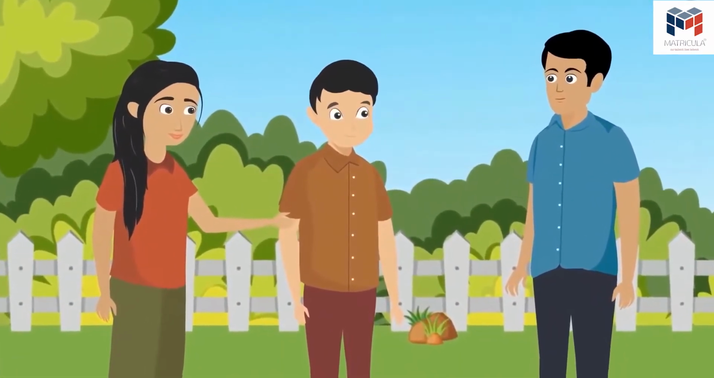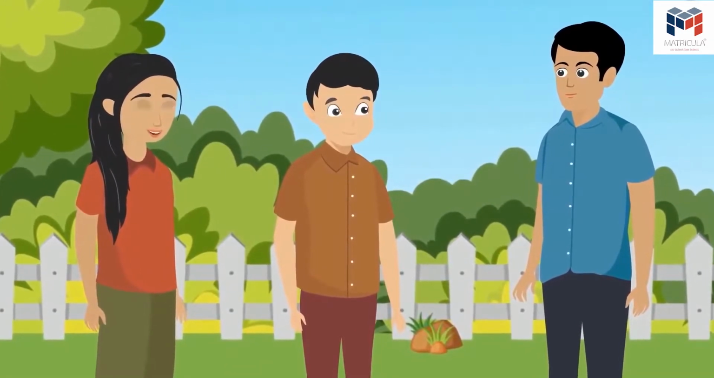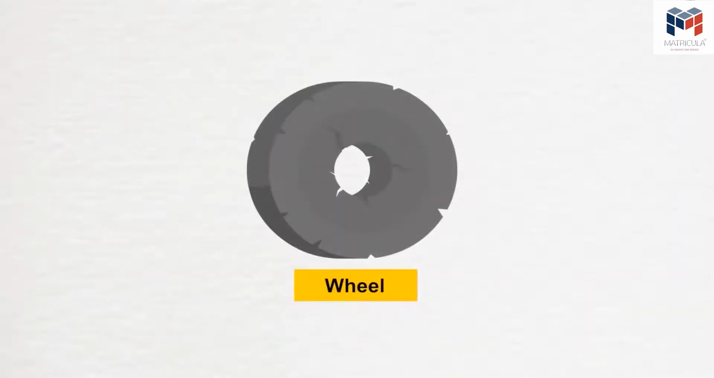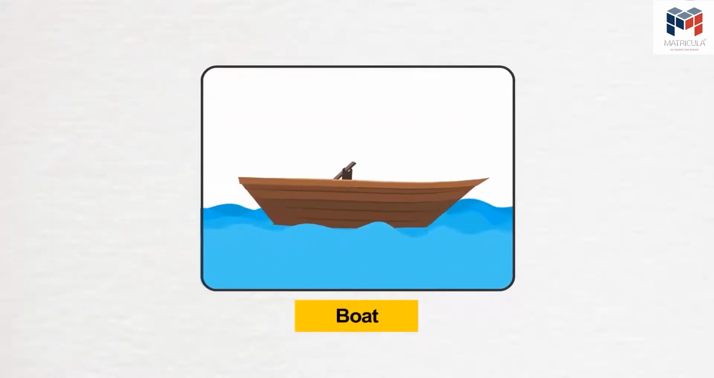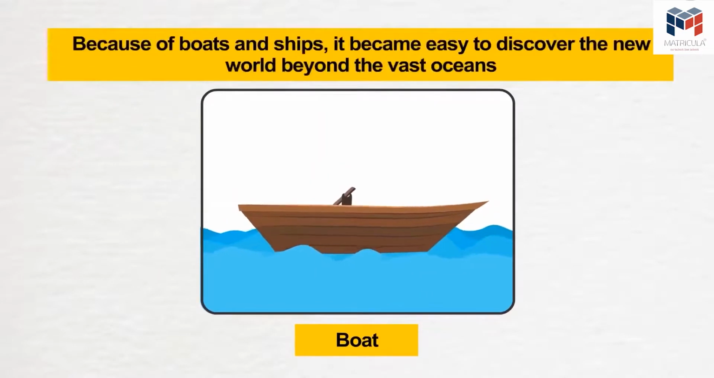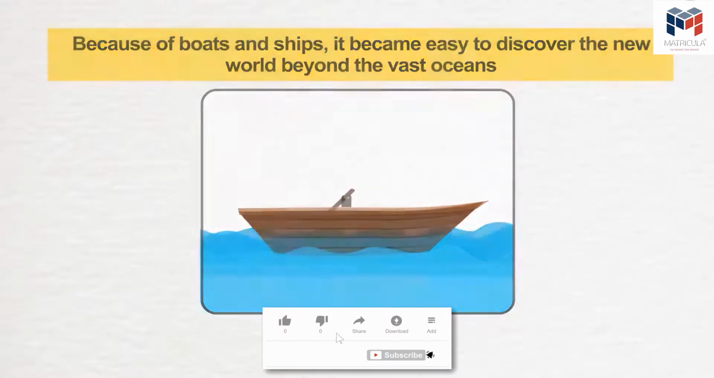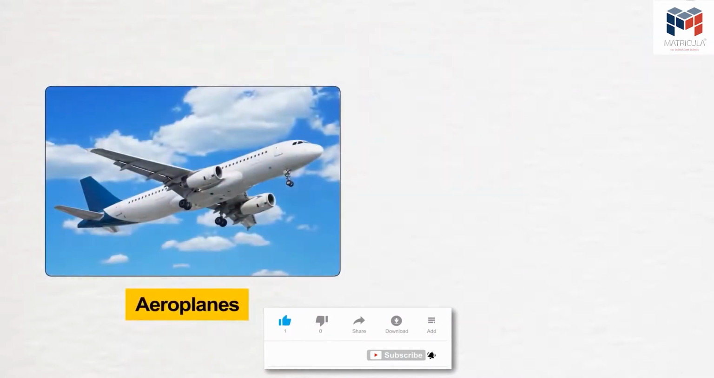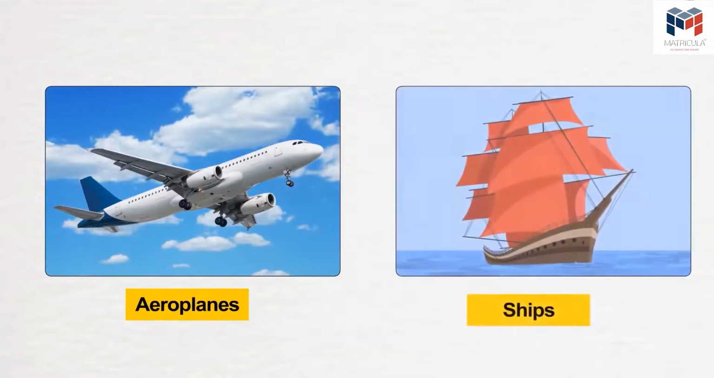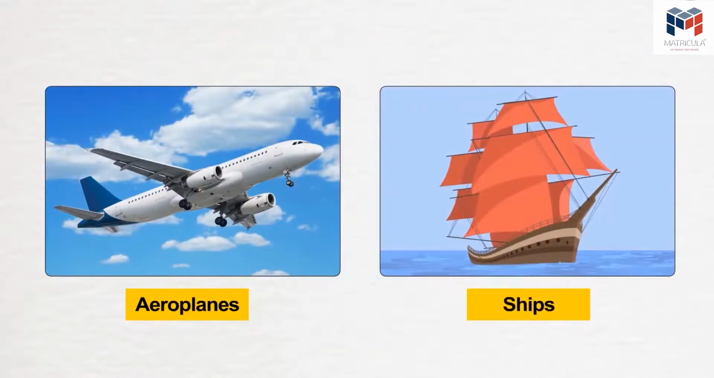Okay, tell me, what do you know about the development of vehicles? I know that thousands of years ago, with the invention of the wheel, a lot of change took place in the lives of human beings. Other than the wheel, the invention of the boat also made a huge impact. Because of boats and ships, it became easy to discover the new world beyond the vast oceans. Do you know, before the invention of aeroplanes, people used ships to travel long distances?